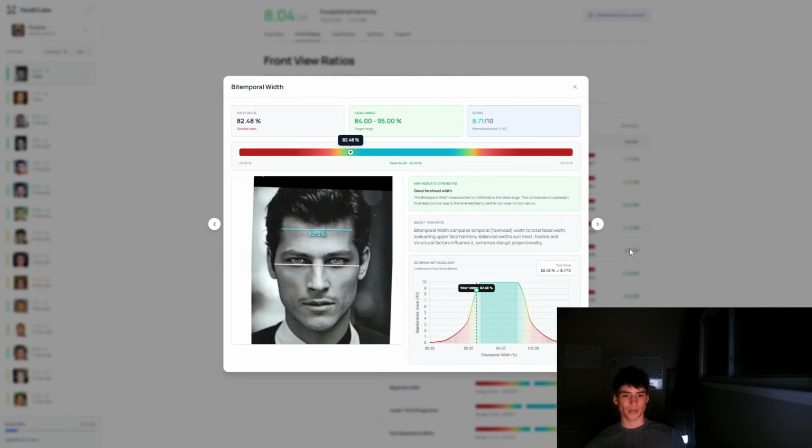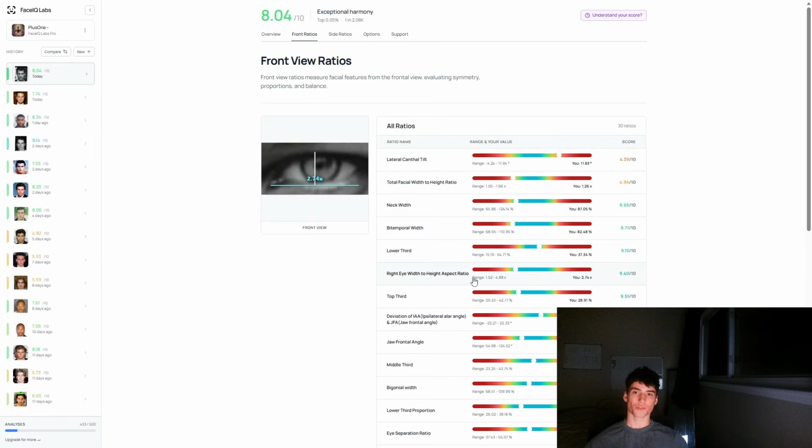His bitemporal width. So this is measuring the edges of your temples to your zygos. And he's slightly outside the ideal. He's right around hanging at that perfect ideal ratio. Really not much more to say about this. He's 1.52% outside the ideal.